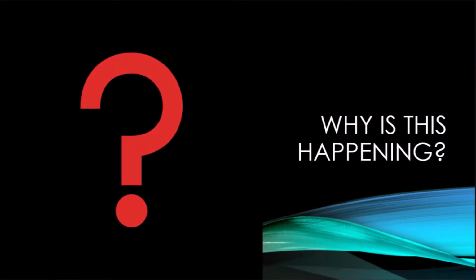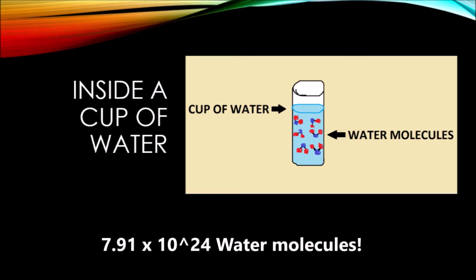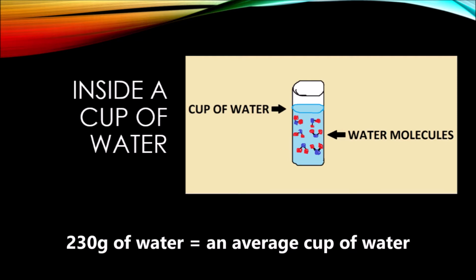Let's observe and investigate what was going on in the video shown before. Firstly, a cup of water contains water molecules. There are around 7.91 times 10 to the power of 24 water molecules in a 230 gram cup of water. This shows how small water molecules are.